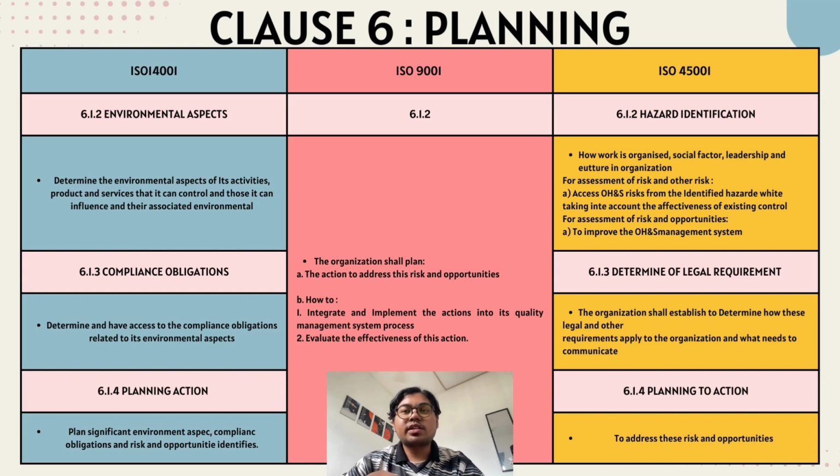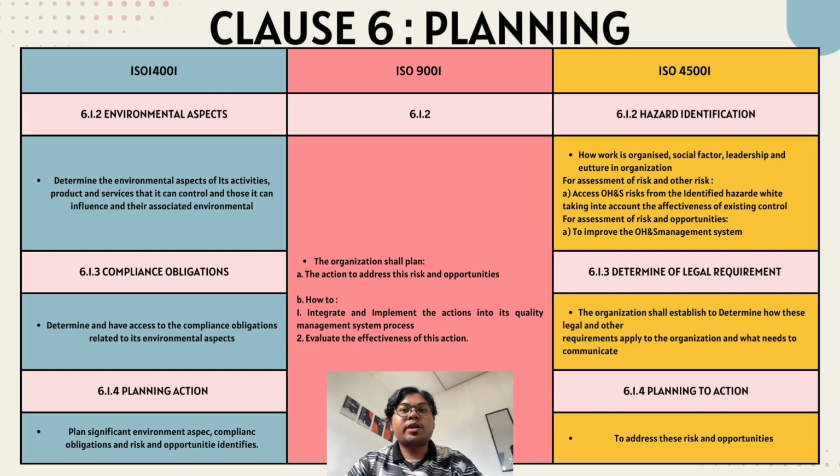So next is 6.1.3. ISO 9001 doesn't have 6.1.3. It's only ISO 14001 and ISO 45001 that have 6.1.3. In ISO 14001, 6.1.3 talks about compliance obligations, such as determining and having access to the compliance obligations related to its environmental aspects. In ISO 45001, 6.1.3 talks about determination of legal requirements, such as the organization shall establish a process to determine how these legal or other requirements apply to the organization and what needs to be communicated.